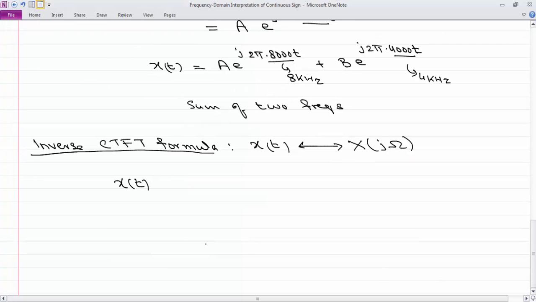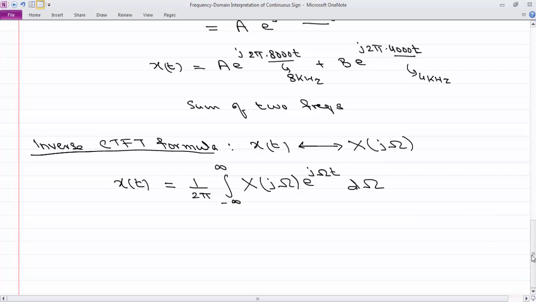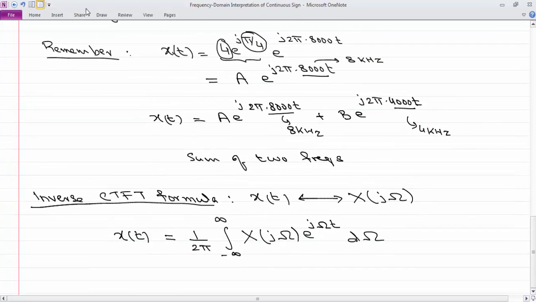We write x of t equals 1 over 2 pi, integral from minus infinity to infinity, of x of j omega, which is some complex number, e to the j omega t d omega. Now compare this x of t with this inverse Fourier transform formula. This x of t is saying that it is made up of two frequencies, so there is a summation.